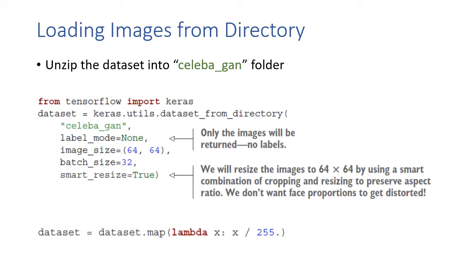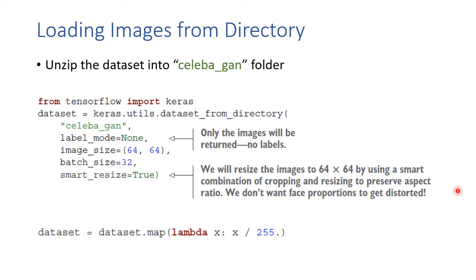First, we need to load images from the directory on our computer. So unzip the downloaded dataset into a folder. Here we call it celeb_a_gan. Then call the image_dataset_from_directory function from the Keras utilities. Okay, so the folder name is here, and we only use the images, not the labels, so you can set the label mode to none. We resize the image to 64x64 for easy training, and set the batch size. Also, we set smart resize to true, which means we will keep the aspect ratio.